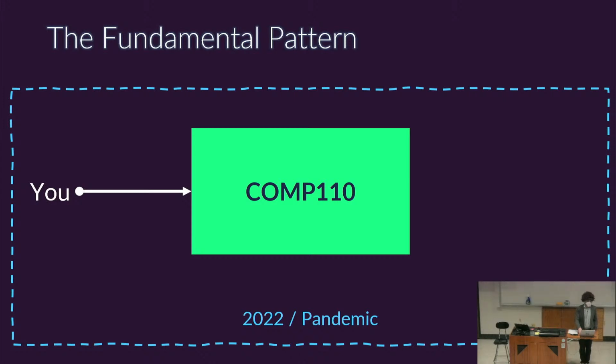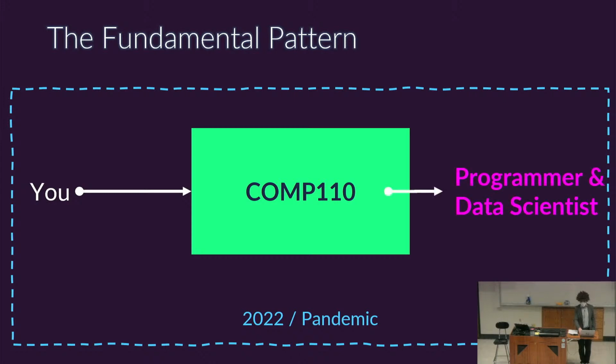But what I'd like to impress upon you and ask you to reflect on is the fact that in this process, you can now call yourself a programmer and a data scientist. You've done the work to become confident and capable as programmers and data scientists. And that's no small feat. This is a very challenging course at UNC.